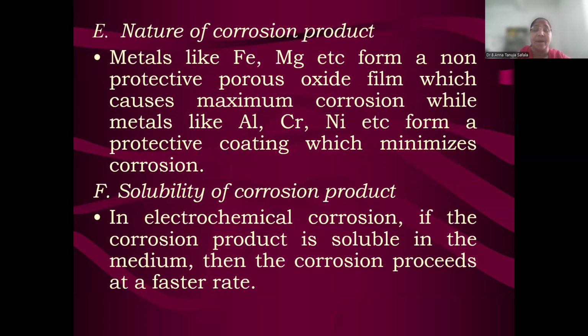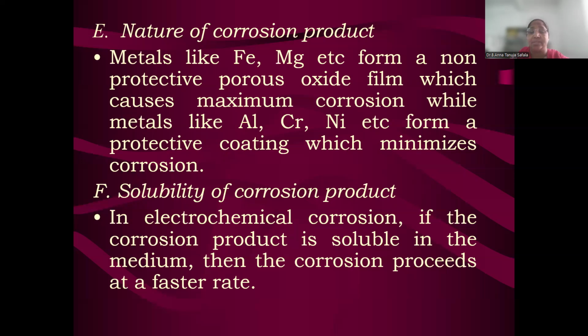Then the other part is the nature of corrosion products. If we come to the nature of corrosion products, the best example is rust. Rust is nothing but the oxide layer of iron, that is the Fe2O3.xH2O layer. That corrosion product is porous in nature.